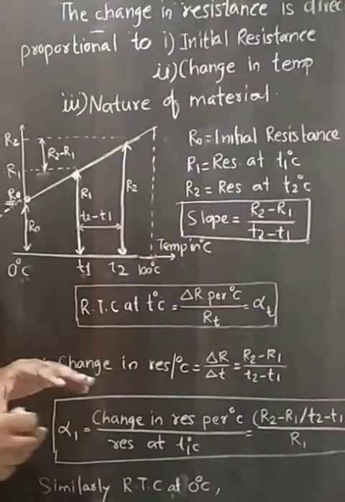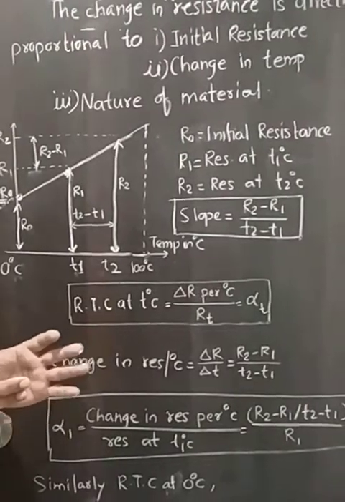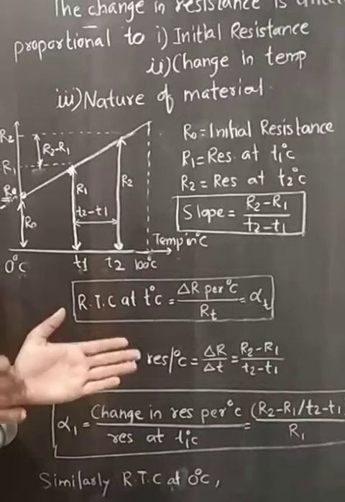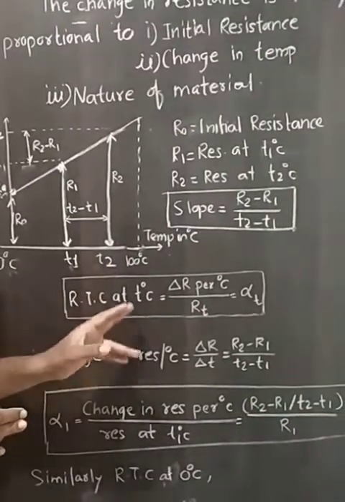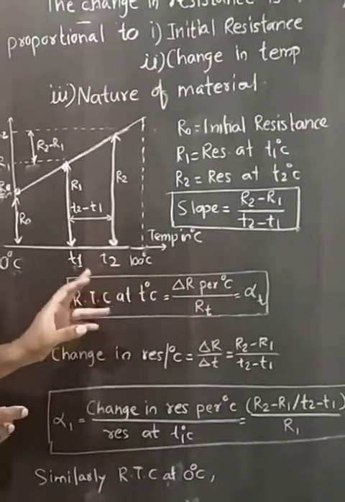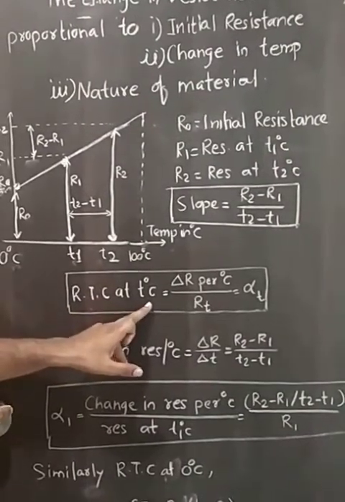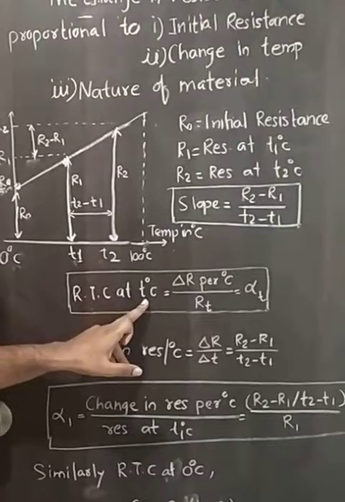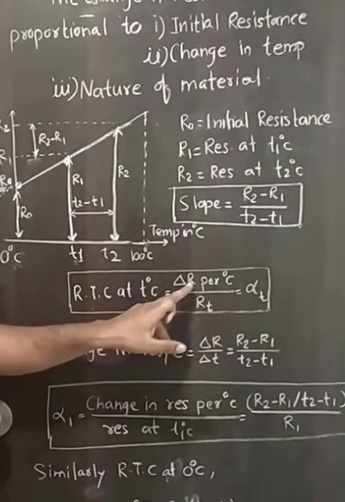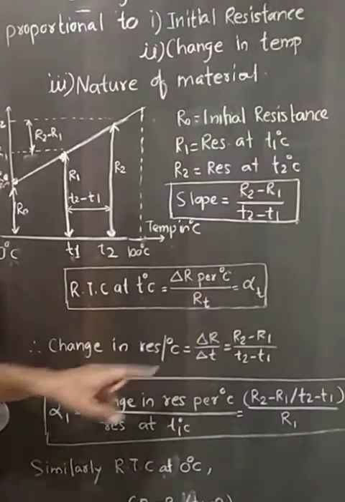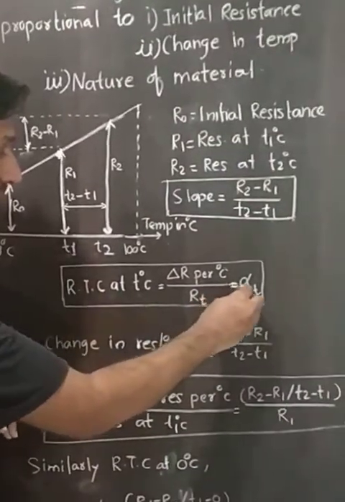Now how to define this RTC? RTC is nothing but, when temperature changes, the factor at which the value of resistance changes. So this is the general definition: RTC at T degree Celsius is the change in resistance per degree Celsius relative to the resistance at T degree Celsius, and it is denoted by alpha T.